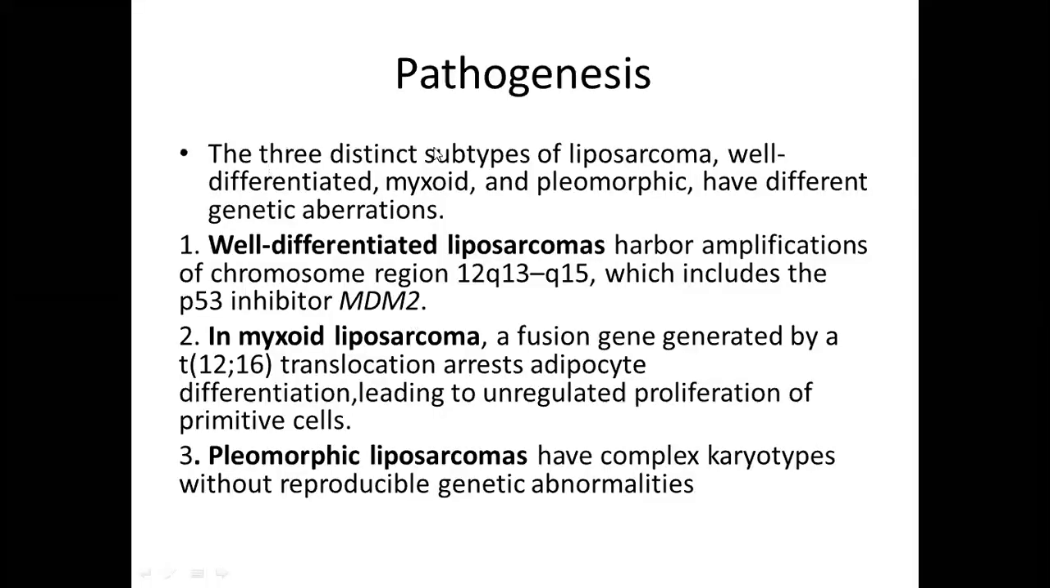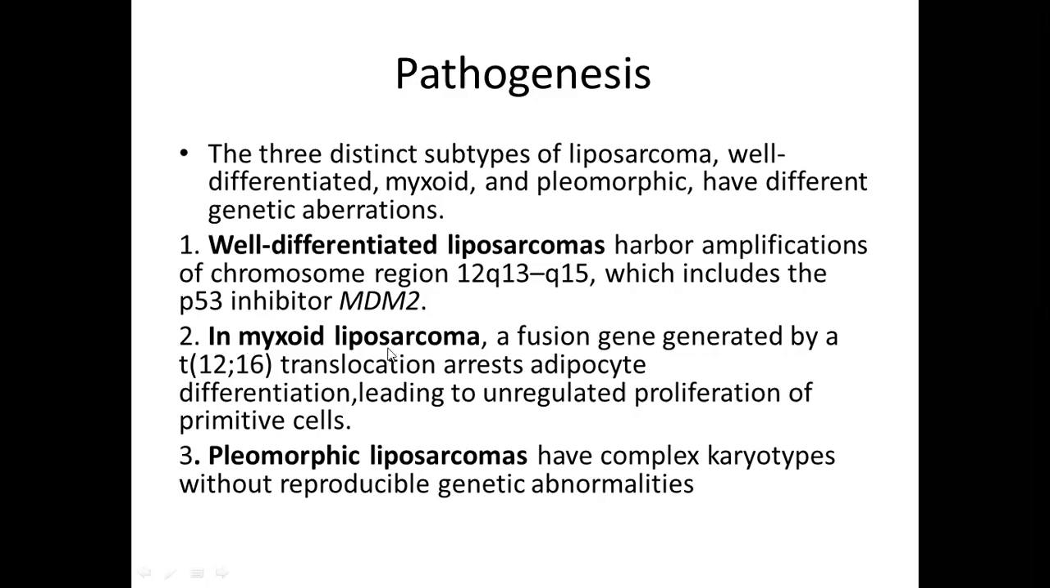Pathogenesis. The three distinct subtypes of liposarcoma, well differentiated, mixed, and pleomorphic, have different genetic aberrations. First of all, well differentiated liposarcomas harbor amplification of chromosome region 12q13 to q15, which includes the p53 inhibitor MDM2. That is, p53 is inhibited by MDM2, so the cell proliferates. p53 is known as the guardian of the genome, as you can recall from general pathology.